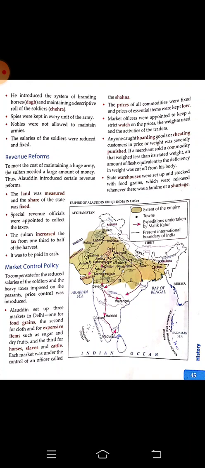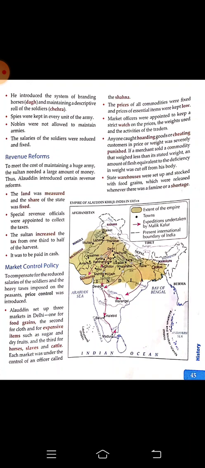Revenue reform: as the army and everything was increasing, Alauddin Khilji was also taking care of the money, of where the money was going to come from. This was also being taken care of by him. To meet the cost and maintenance of a huge army, the Sultan needed a large amount of money. What did he do to get this money?